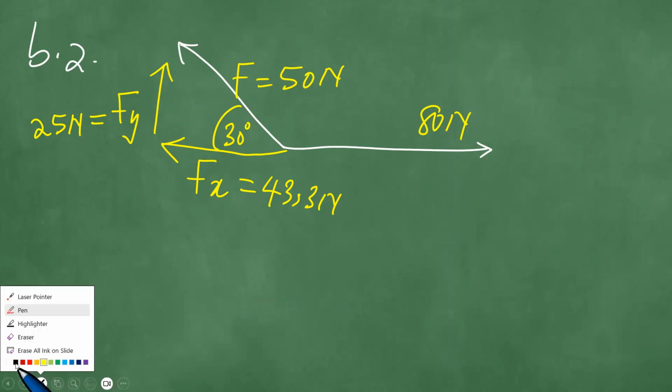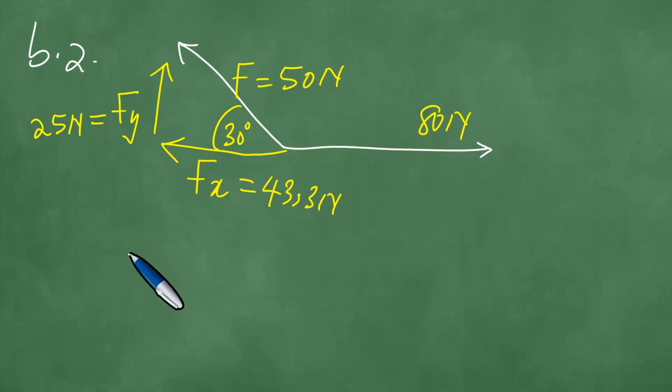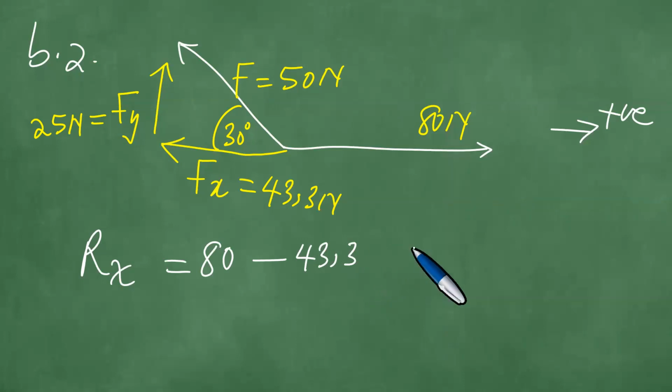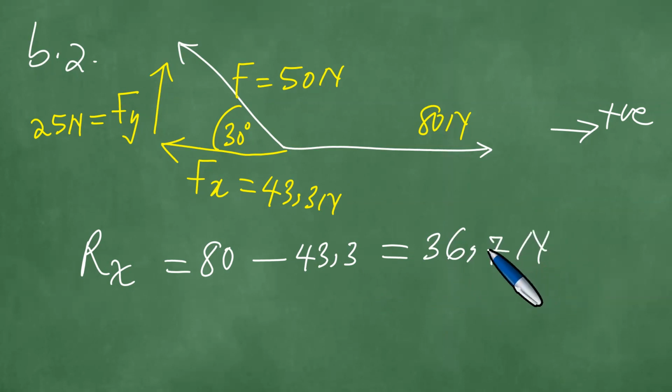So now I want us to analyze this question and find the resultant or net force. One way to do this, we need to find a resultant component for the forces in the x direction, along the x-axis. To find the resultant there, we take the force of 80 newtons. We choose this direction as positive, so we have 80 newtons minus 43.3, which is 36.7 newtons. That is the resultant force along the x-axis.